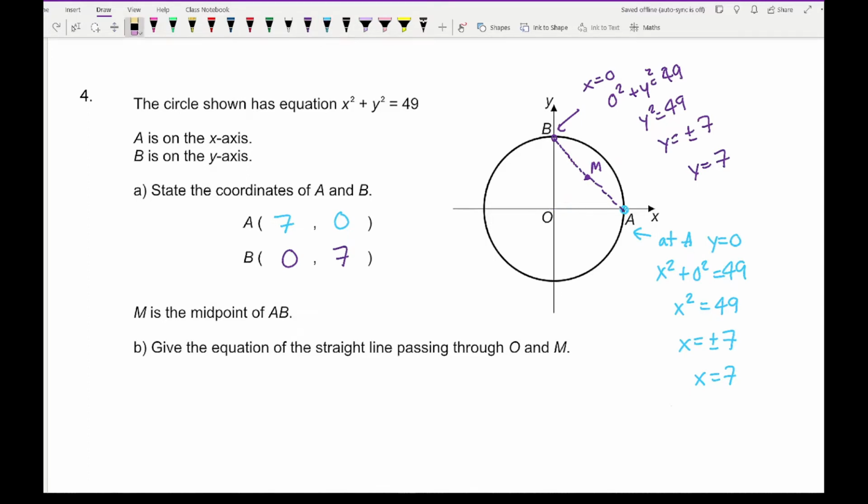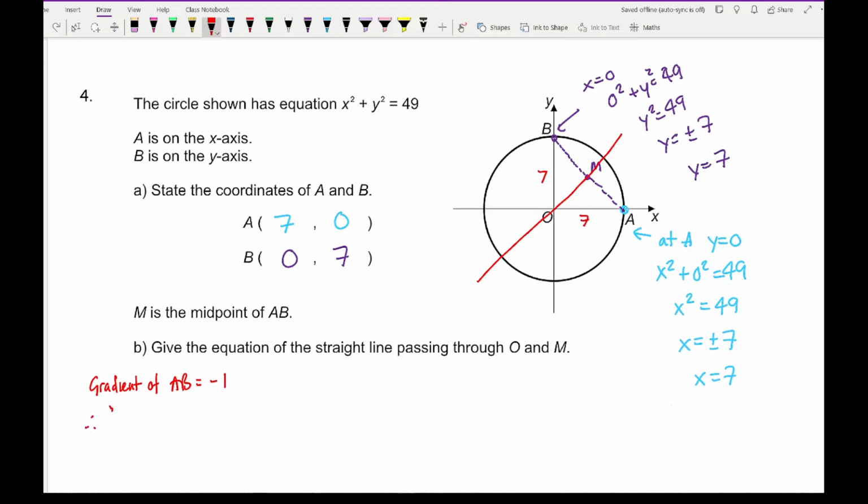So I want the equation of that red line. The first thing I need to do is work out the gradient of AB. So the gradient of AB, well, it's 7 by 7. So it's going to be -1 because it's going down. So that's going to be -1.